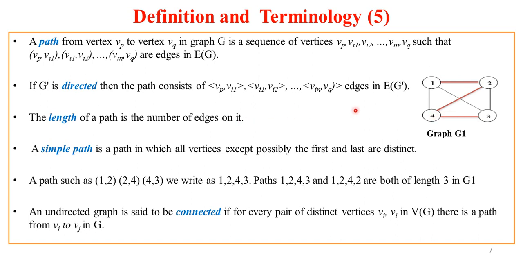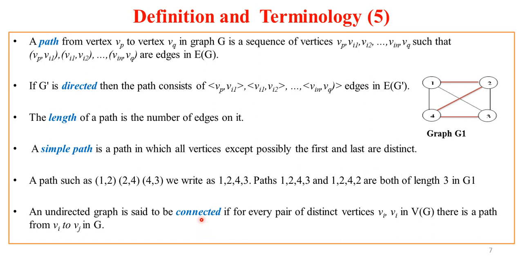Moreover, this also gives the length of the path. For example, the length of the path from 1 to 3, which is 1 to 2, 2 to 4, and 4 to 3, is 3. If we see carefully, the path 1 to 2, 2 to 4, and 4 to 3 covering these vertices is of length 3. And similarly, if we take 1 to 2, 2 to 4, and again 4 to 2 back, it is also of length 3.